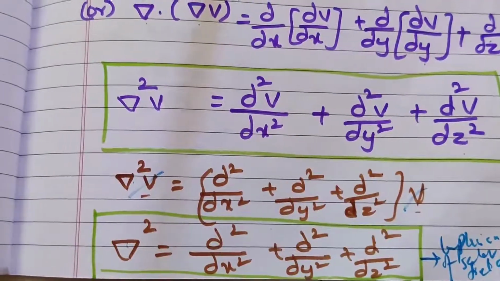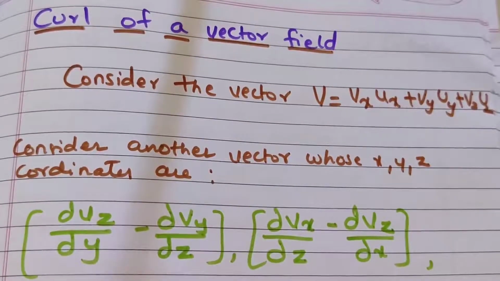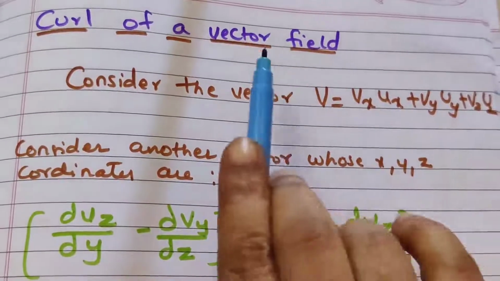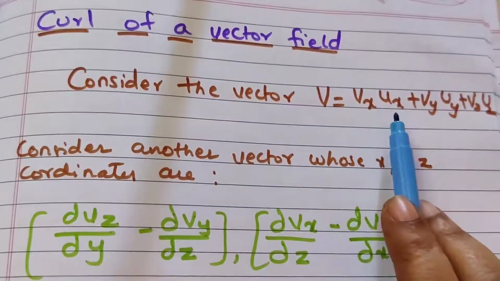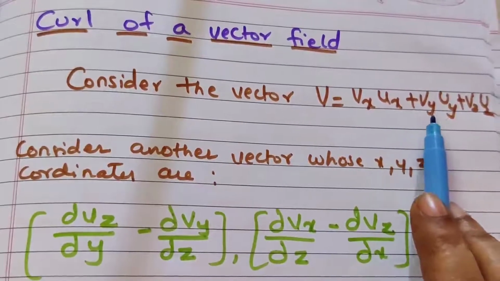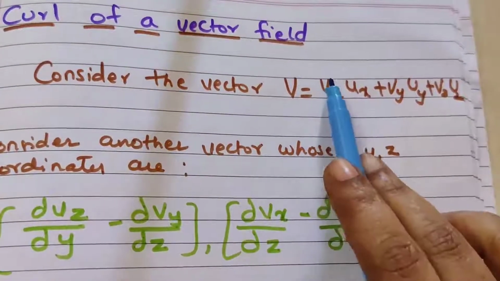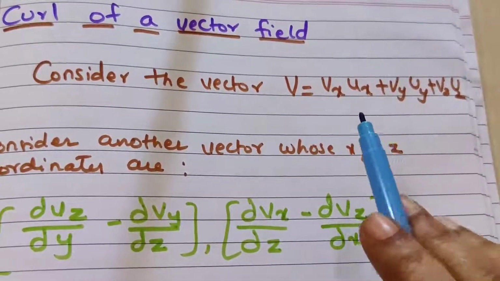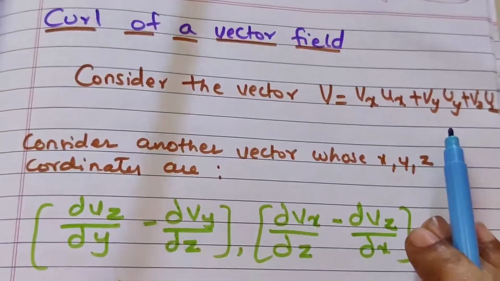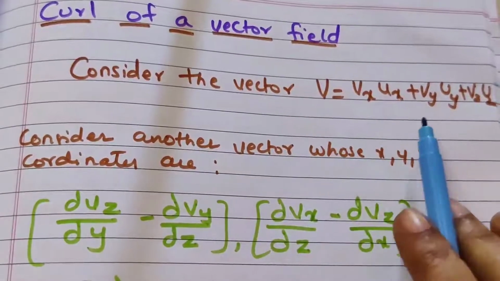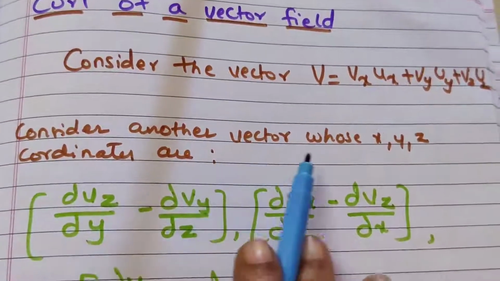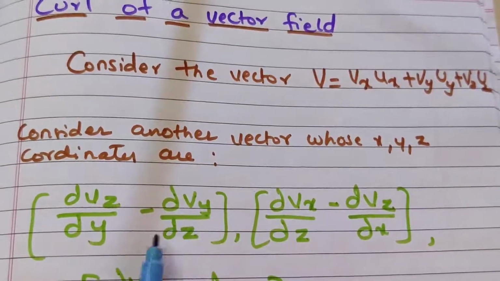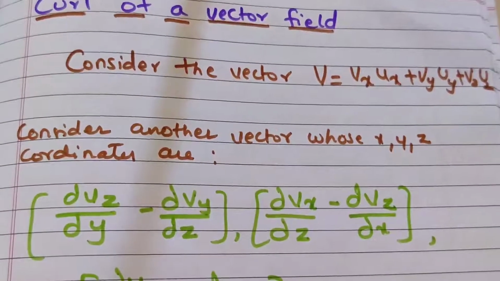Coming to the next, the curl of a vector field. Always remember in these derivations, if it is a vector field, you just take it as vx, vy and vz. If it is a scalar field, then you write the derivative part. Otherwise, in a vector field you simply write it like this. Now consider another vector whose x, y, z coordinates you have to consider as the coordinates.